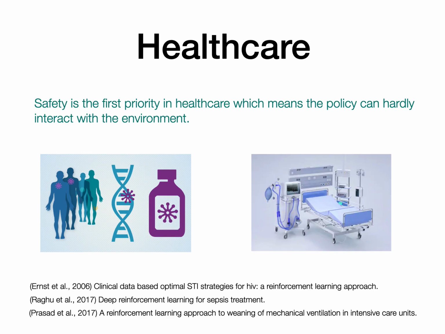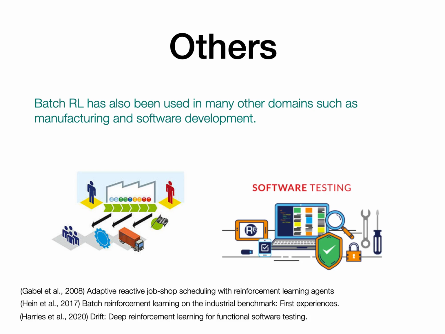Healthcare is another important application of batch RL, since patient safety is always the first priority and we can hardly collect enough data. Ernst applied FQI to learn optimal structured therapy for HIV patients from simulated clinical data. Prasad explored the use of FQI to learn a ventilator weaning policy from ICU data. Batch RL has also been used in many other areas, such as manufacturing and software development. Gabel formalized the job shop scheduling problem as a multi-agent MDP and learned an optimal scheduling policy with NFQ. Harris developed a DQN-based method for an efficient software test framework.